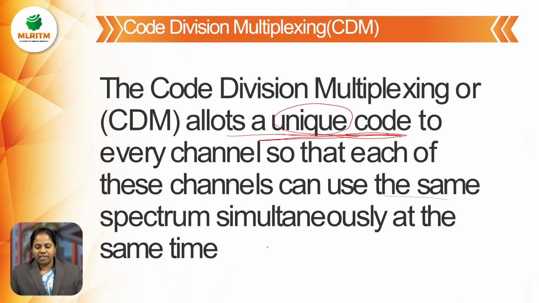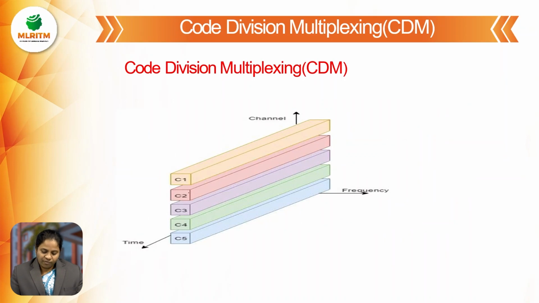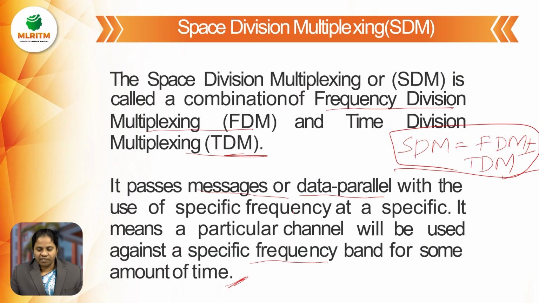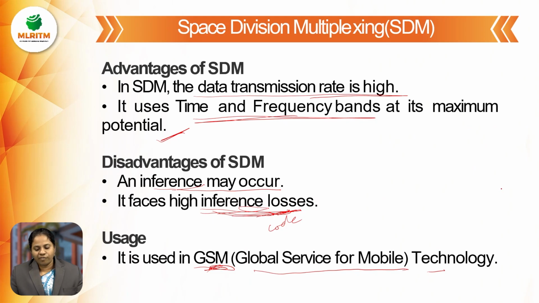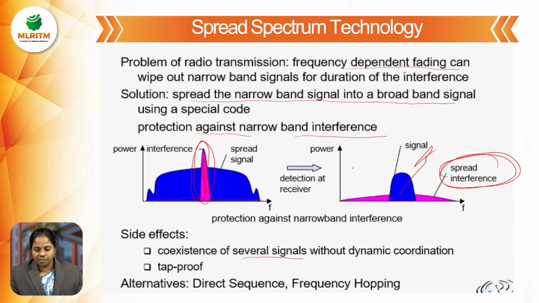Coming to code division multiplexing, we use a unique code for each channel. Here we can see for each channel we give some unique code. And space division multiplexing is a combination of frequency division multiplexing and time division multiplexing. Based on the requirement at a particular instance of time, the space is divided based on a particular frequency and time. In this, there is a chance for interference. For this interference, the only solution is spread spectrum technology.